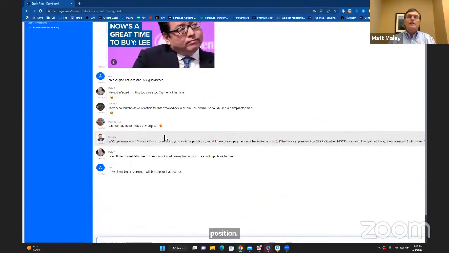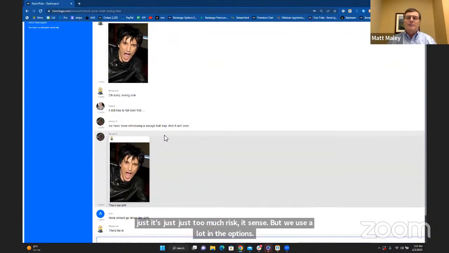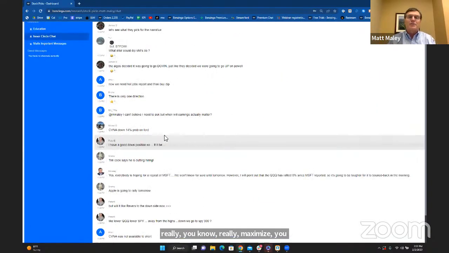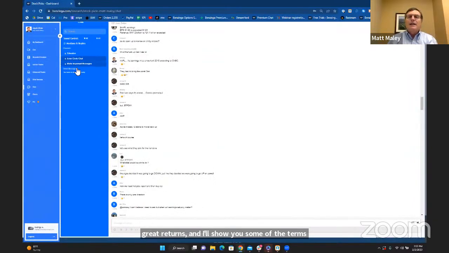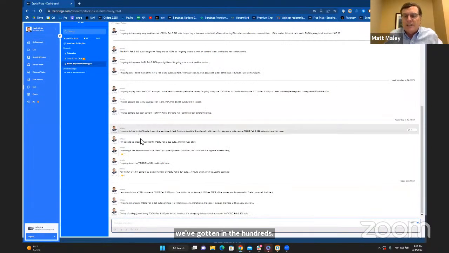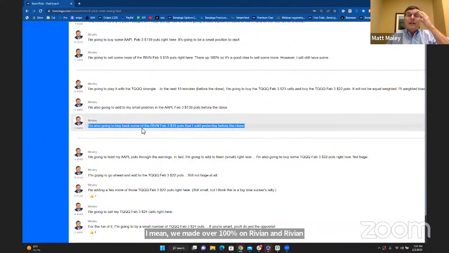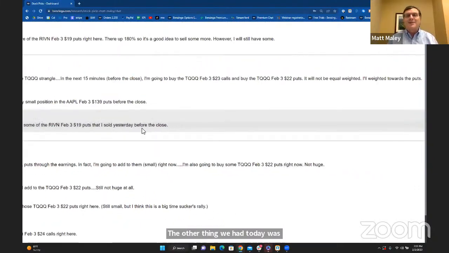So even with these smaller trades, you can really maximize and get some great returns, and I'll show you some of the returns we've gotten in the hundreds. I mean, we made over 100% on Rivian puts this past week. The other thing we had today was Carvana. We'll see what happens tomorrow morning.